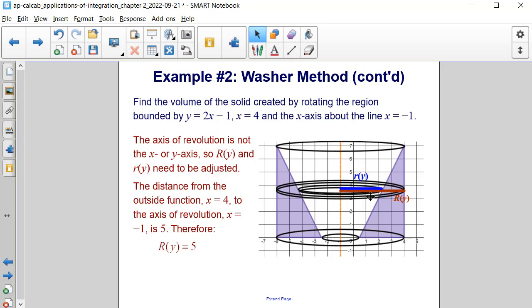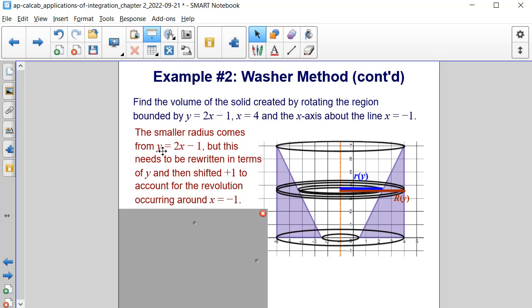The distance from the outside function x equals 4 to the axis of revolution, which is x equals negative 1, is 5 units. 2, 3, 4, 5. So therefore, capital R of y is equal to 5. The smaller radius comes from the equation y is equal to 2x minus 1. But this needs to be rewritten in terms of y. In other words, we need to solve y equals 2x minus 1 for x to put it in terms of y. And then it needs to be shifted plus 1 units to account for the revolution that's occurring about the line x is equal to negative 1.